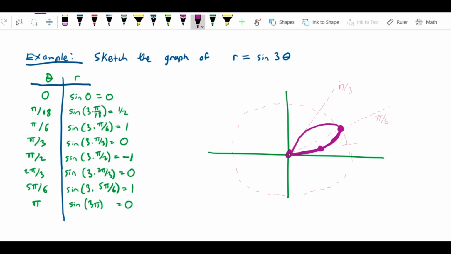So this shape is called a folium, and this shape, the loop that we've drawn here, is actually called one petal of the folium. So all right, let's look at what we've done here.